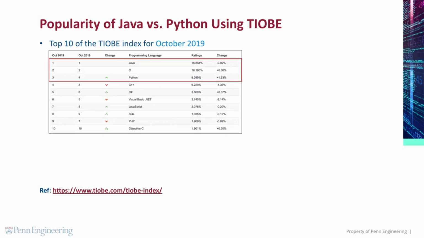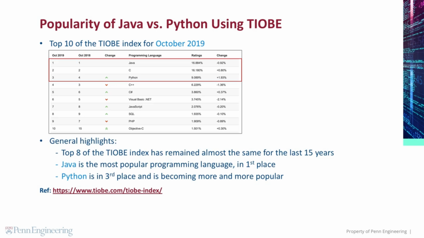Here are the top 10 programming languages from a recent snapshot of the TIOBE Index. In terms of general highlights, Java is the most popular programming language, in first place. Python is in third place and is becoming more and more popular. Go to this URL for the most recent index.